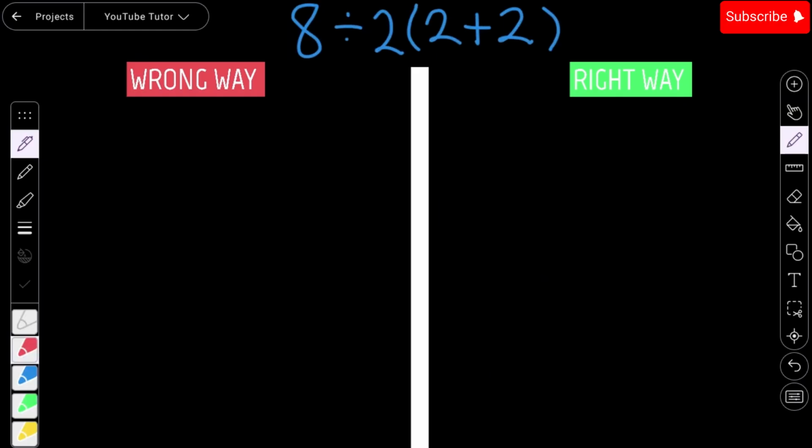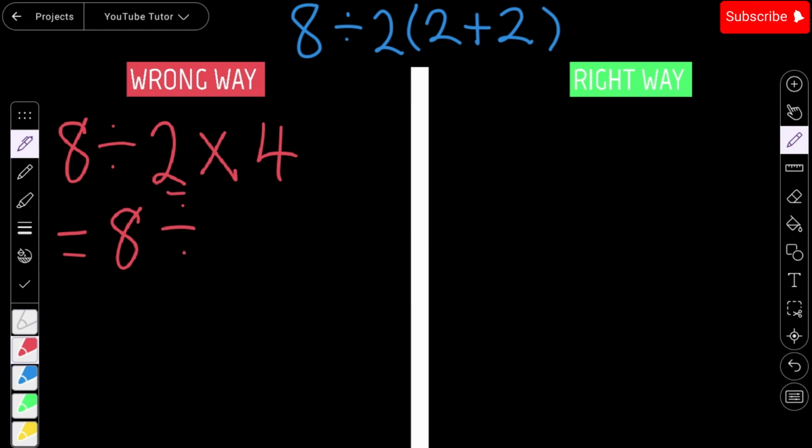Now, we have 8 divided by 2, multiplying 2 plus 2 in parentheses. So we follow the drill, the wrong way, and we come to the right way. By the wrong way, we have 8 divided by 2 times, treating 2 times 2 to be 4. Now, where do we arrive? 8 divided by 2 times 4, which also gives us 8. And now we end up with 8 divided by 8, which is 1.